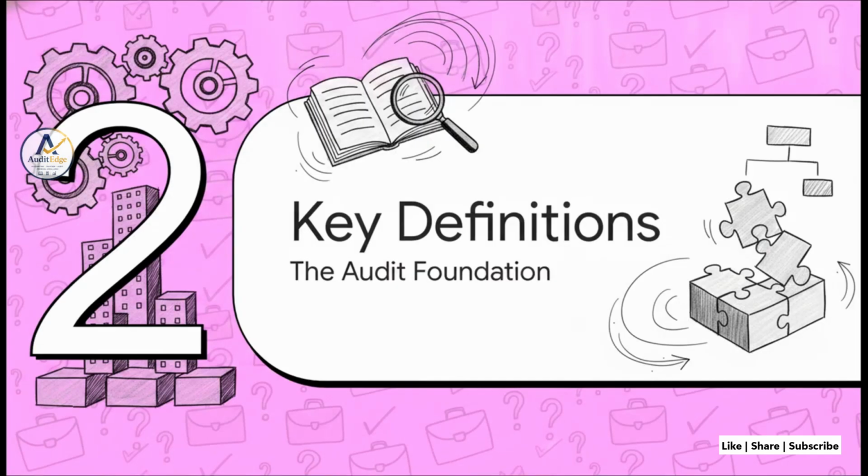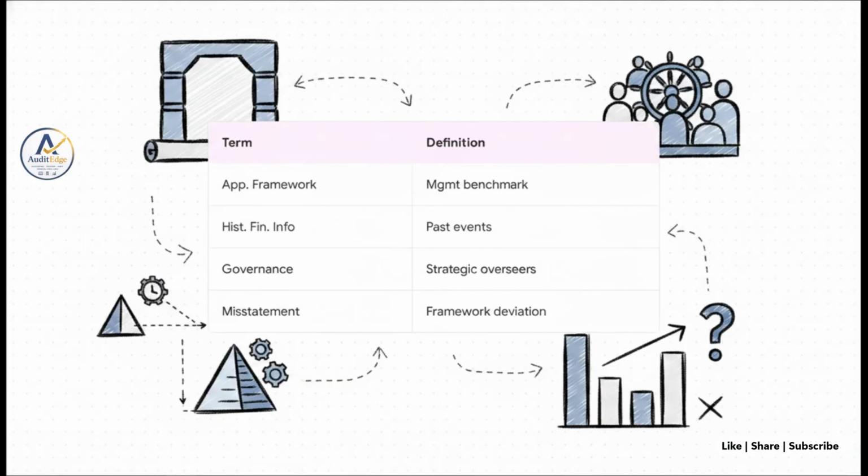Moving on to Section 2, key audit definitions. Grasping these is the absolute foundation of the entire framework. Now, what's really interesting about this slide is how these core terms interact like a puzzle. The applicable financial reporting framework is basically the benchmark adopted by management. We examine historical financial information, which is just data about past economic events.